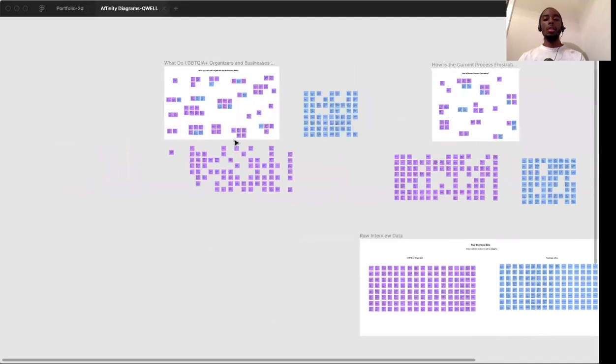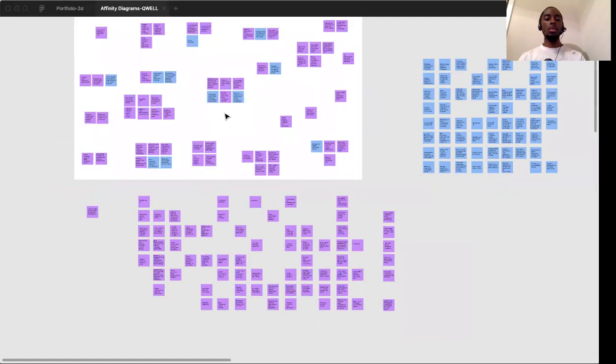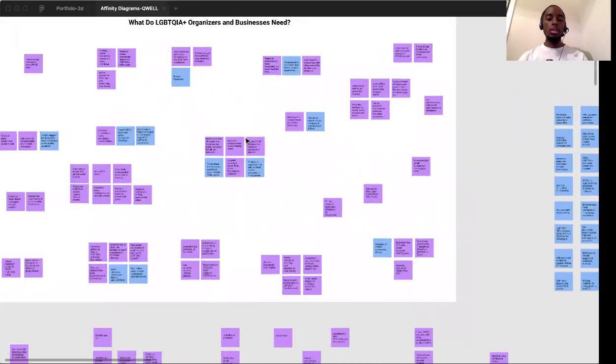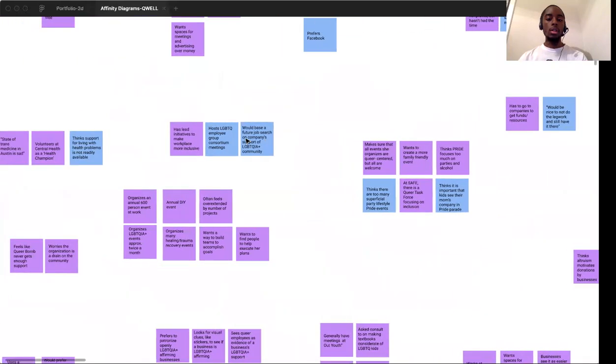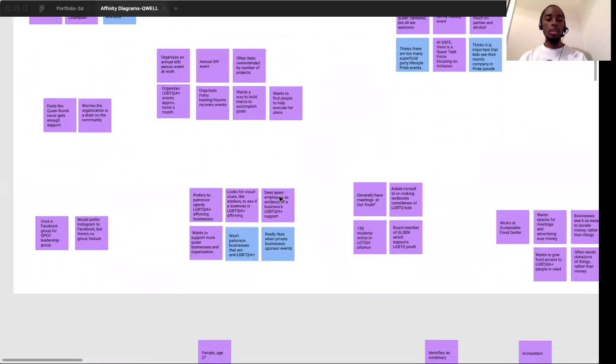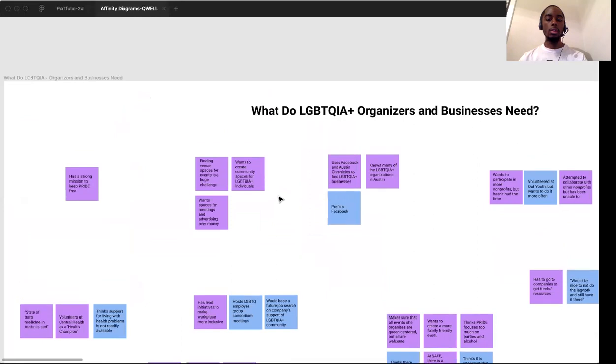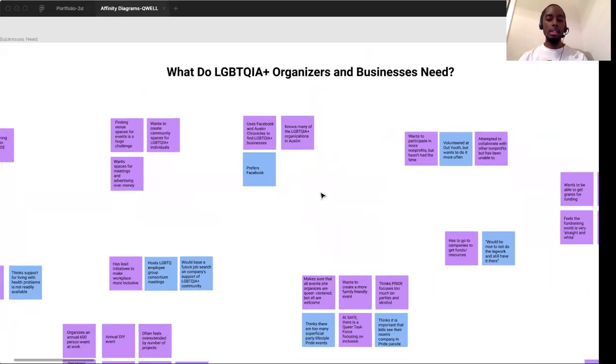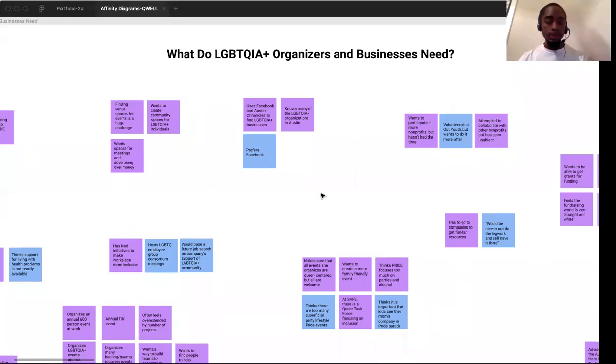One of the group members that was in charge of this got a chance to get started on it. So I'm gonna go back over it and see if I have anything to add or change. All right. So let's see. This first one says, "What do LGBTQIA plus organizers and businesses need? What are their needs?" All right.